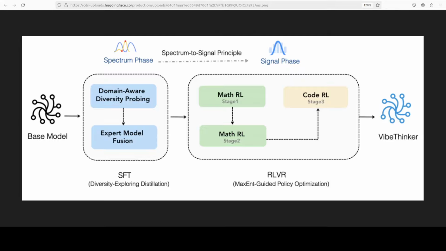The pipeline begins with a supervised fine tuning, and sorry, my throat is not well today. My apologies for that, but let me repeat it again.